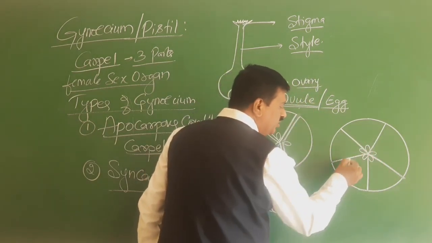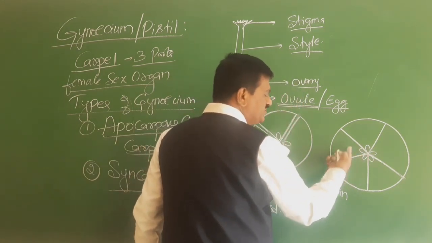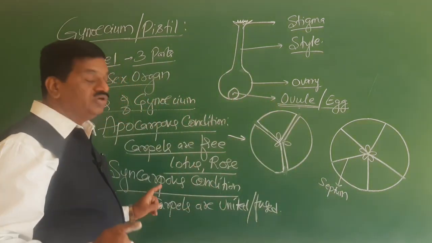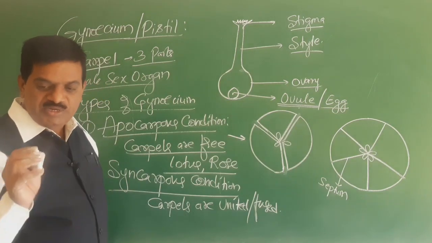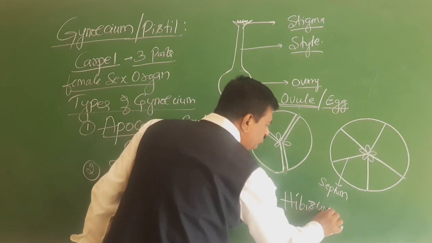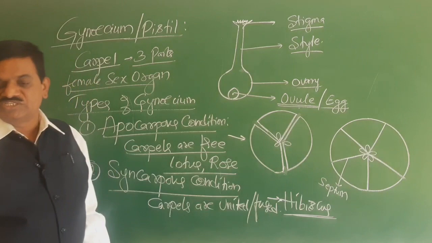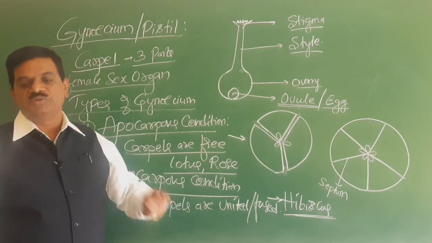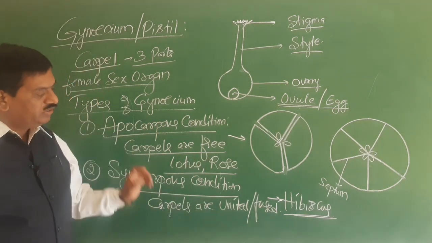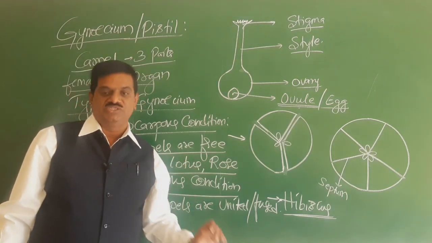Here the inner wall is called the septum. Here the septum is free, but here the septum is fused. For that we use the word united. So the syncarpous condition can be noticed in hibiscus. When carpels are fused, this can be noticed in hibiscus. So this is called syncarpous. Even in potato, tomato, pepper, and hibiscus, syncarpous conditions are present.